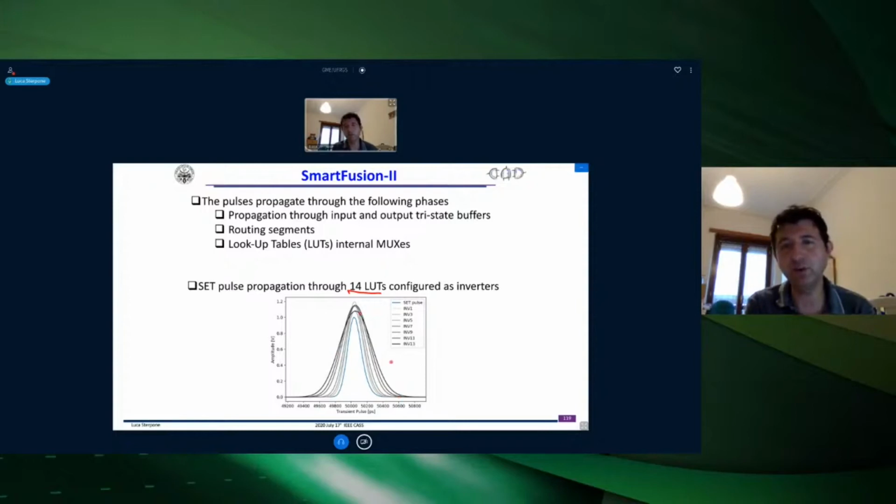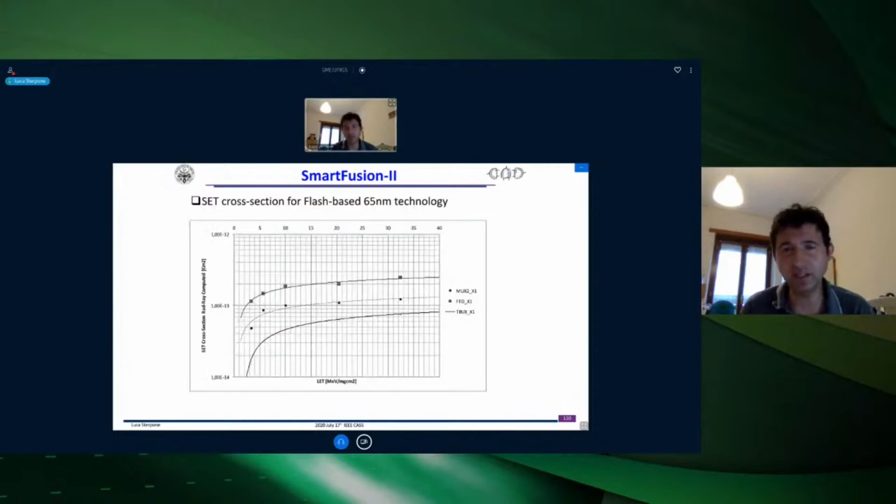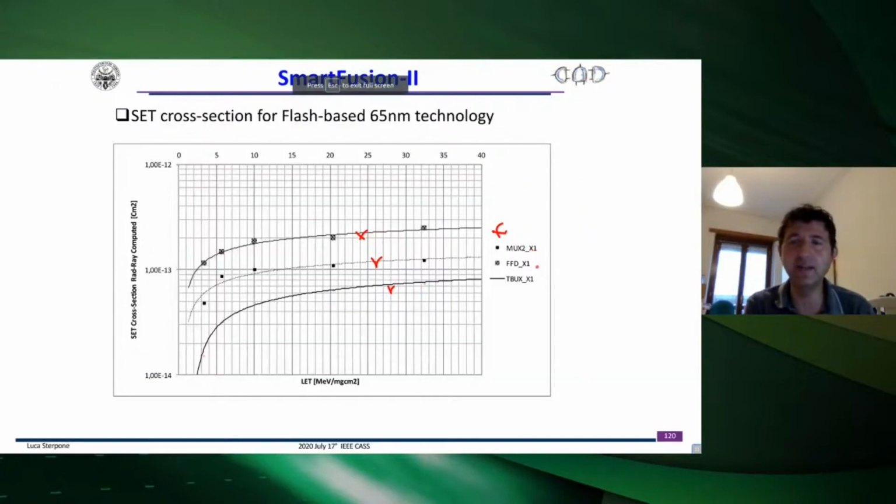If you are able to perform the modeling, as is illustrated here, you are able to control what the results on the circuits are. If you go inside the technology, you can evaluate the different sensitivity of the various basic resources implemented. Here you can observe the impact on multiplexer, on flip-flop, and on buffer. And this change depends on the layout. You cannot play with this. This is due to the technology.